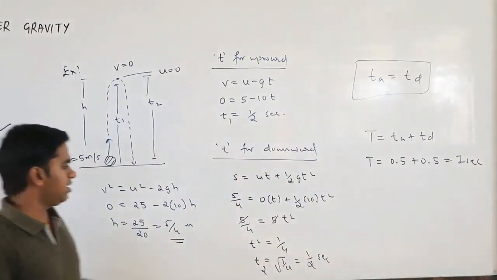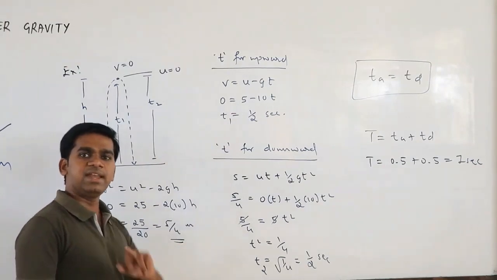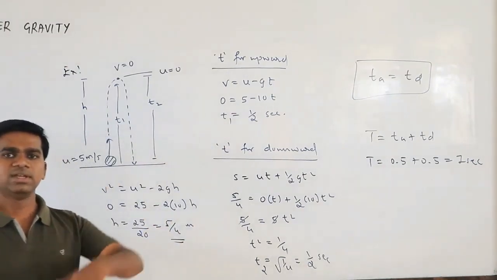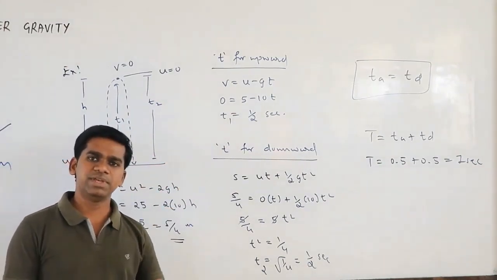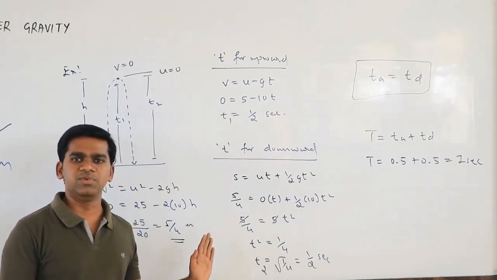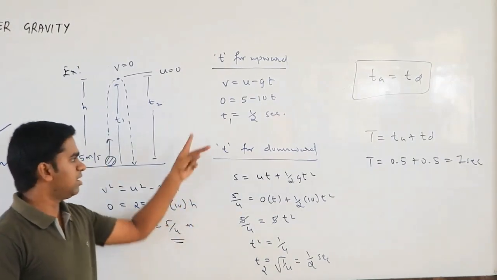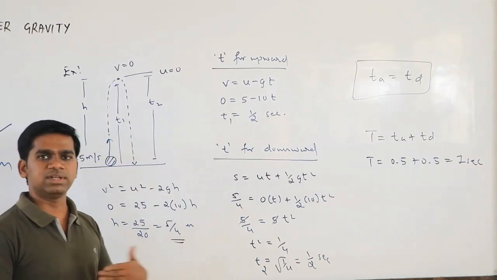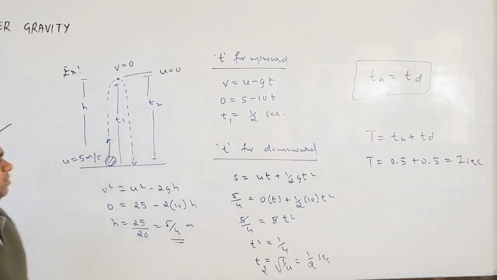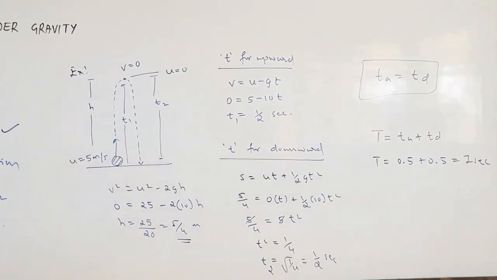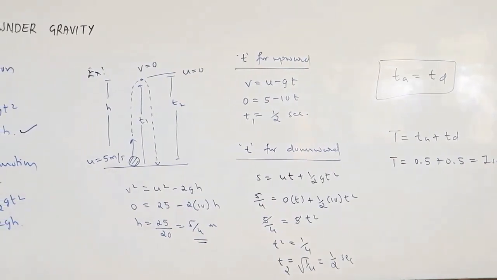So no need to calculate this every time. If we calculate one, understand that the time for downward is the same as the upward motion. Okay. So downward and upward, the time taken is always equal. So remember this point. This will help you in solving many numericals.